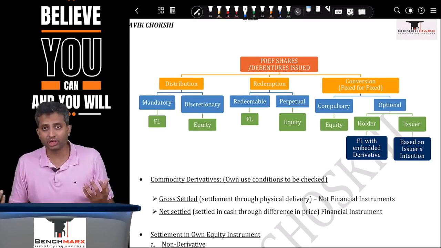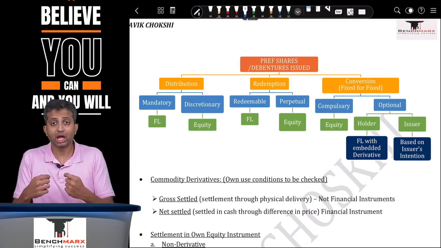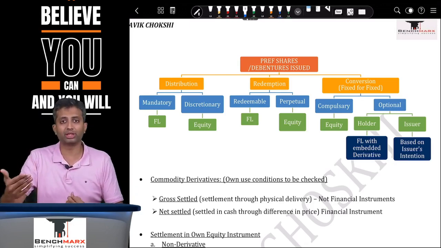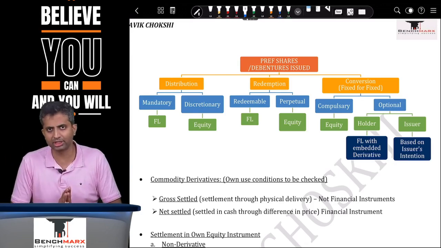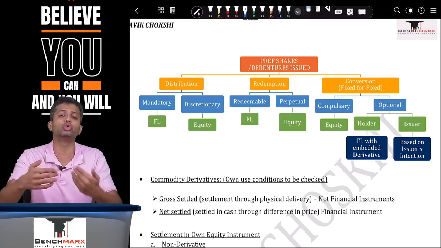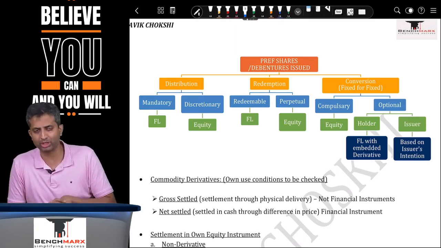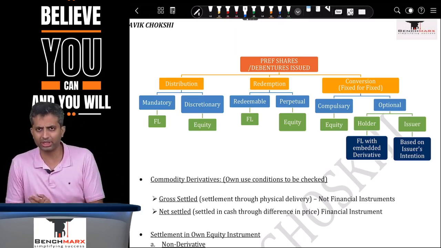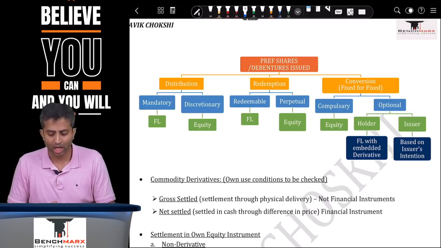However, if it is optionally convertible, where the option rests, let us say, with the holder, then you are under an obligation to deliver cash if the holder demands, and as a result there is a financial liability angle. But there is also an option given where the holder can convert into the issuer's own equity instruments, and hence there is an embedded equity option as well. So an optionally convertible instrument is a financial liability with an embedded equity option.